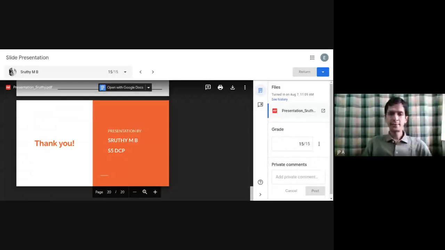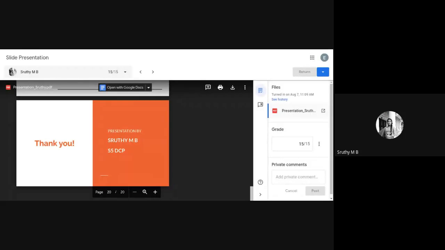Okay. As I said, it has a very professional look. The only thing you need to do is change certain things, add some images, reduce the text, and make it into points.